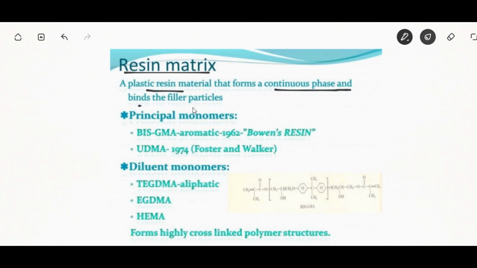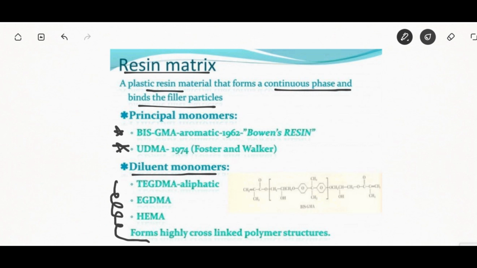What are the principal monomers that we use? The first is BIS-GMA. It is also known as Bowen resin. And the other is UDMA. The diluent monomers that are used form highly cross-linked polymer structures like TEG-DMA, EG-DMA, HEMA. Why do we use these diluents? Since this resin is very viscous, in order to improve the clinical handling, it is diluted with low viscosity monomers to control its viscosity.